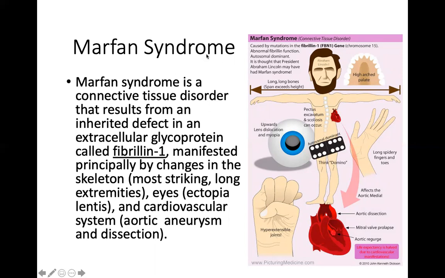It has been known actually that one of the presidents of the USA, Abraham Lincoln, meron siyang Marfan syndrome. Actually, some also say that si Michael Phelps meron din, kasi meron daw siyang long bones or the arm span exceeds the height. Okay, merong high arched palate, pectus excavatum and scoliosis, and upward dislocation of lens. Long spidery fingers and toes, so mahaba yung karawkaw, and also hyperextensible yung joints natin.